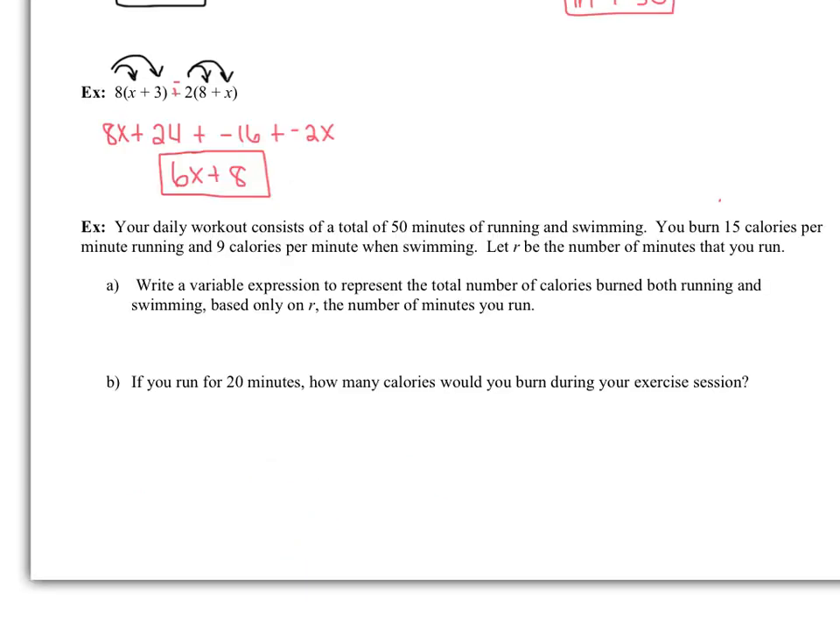So now we're going to get into some word problems, and we're going to start by writing a variable expression to represent the total number of calories that we burn if we run and swim. But the key is that we can only use one variable, and that variable is r. So that's what's going to be a little bit hard.